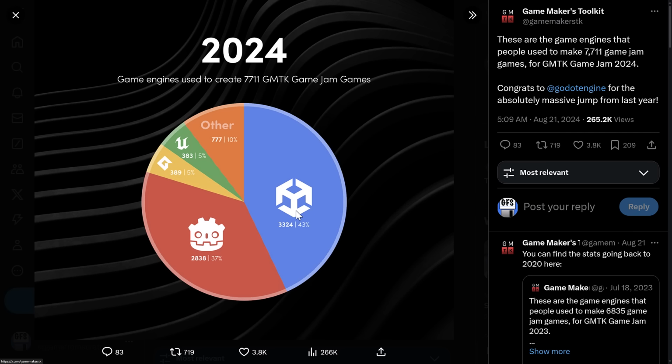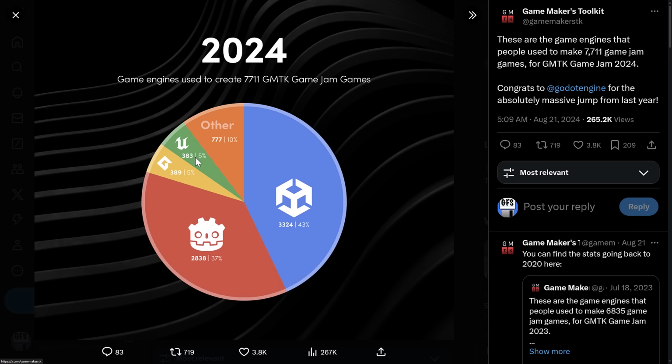Now, do keep in mind, having 43% of the market share is still a majority, but you can get an idea of how damaging late 2023's actions were for Unity, and it's very, very much being reflected here. But look at this. Godot jumps up to 37%. GameMaker holds pretty steady. There's actually more games being created out of the total, but the percentage stayed pretty flat. Unreal Engine is here.